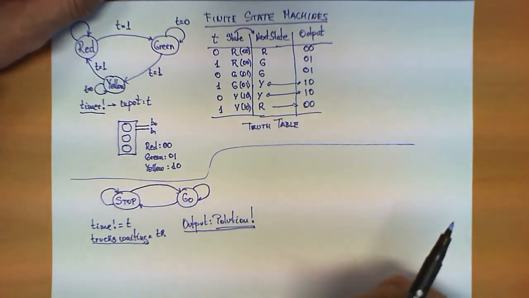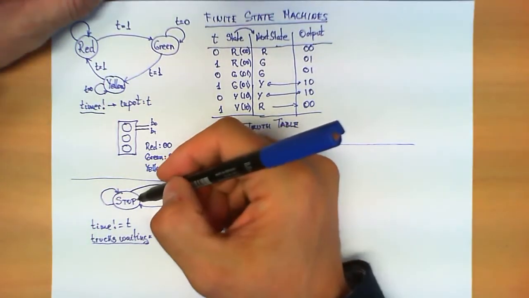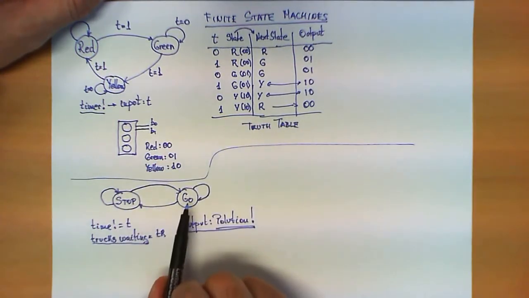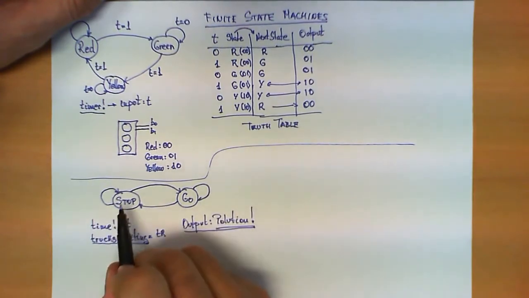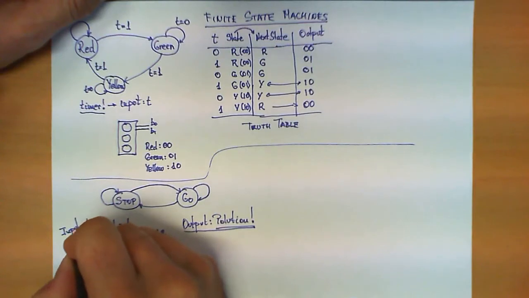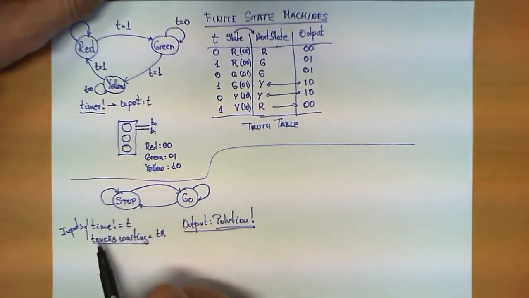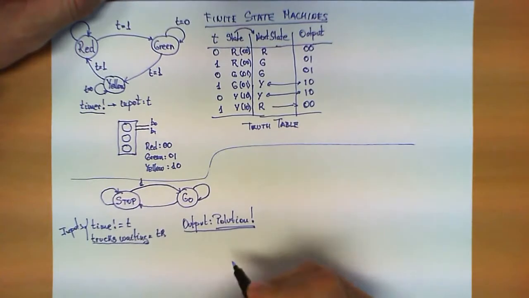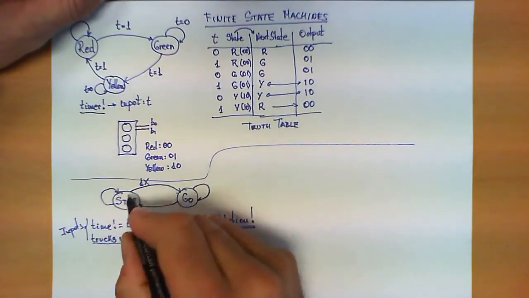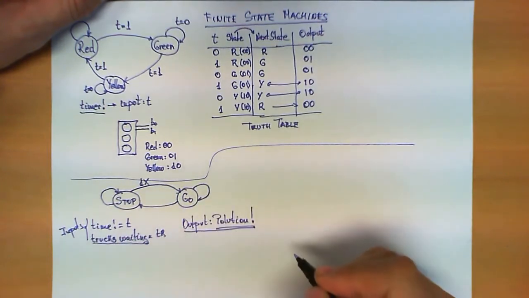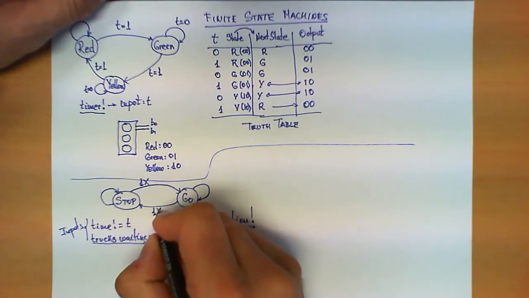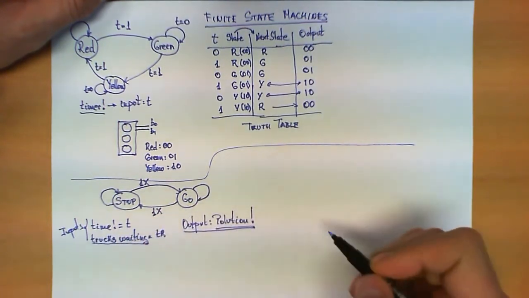Now let's work out the details here. The easy ones to make the transition are from this state to this state and from this state to this state. So if I am at the stop state, so these are the two inputs. If I am at the stop state and the timer tells me that it's time to make a transition, I don't care what is the value of trucks waiting, I'll just make another transition. Same thing happens here. If the timer is 1, I don't care what is the value of the other input, I make this transition here.